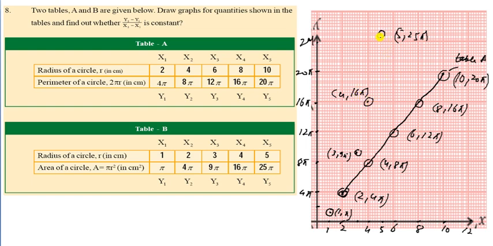Now join this line with the help of this one, like this. You can draw with the help of a scale. So what will happen? Whether it is constant, which one is constant? Table A is constant. So you can write here in table A, slope is constant. But in case of table B, you can write like this.